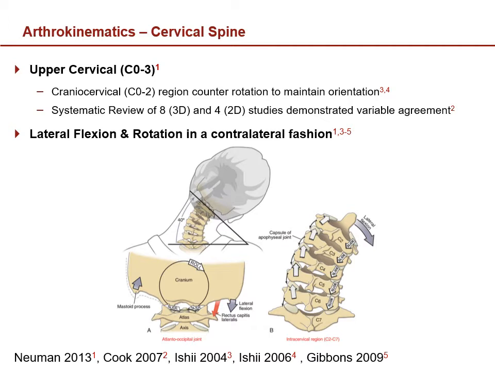Though the picture denotes a pure frontal plane movement, it's important to note that there are small three-dimensional movements of the condyle on the facet of the atlas. And then in the intracervical regions, very similar to rotation, you're going to get a down and back motion of the ipsilateral facets with an up and forward sliding on the contralateral facets.